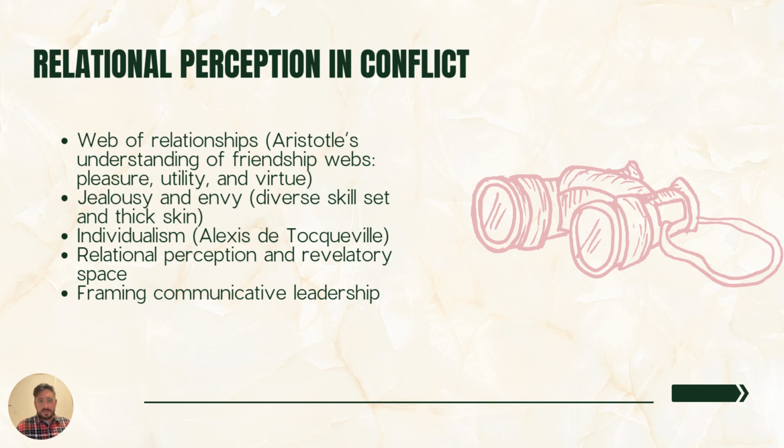Finally, this last chapter, chapter 6, looks at relational perception in conflict. The idea of a web of relationships is brought up, and it's this idea that we're interconnected, that the actions we take and the decisions we make, the communication we engage in, impacts people around us. Aristotle's understanding of friendship webs was brought up, this idea of friendships that are built around pleasure, utility, or virtue, right? Jealousy and envy is brought up here, and navigating a world and a culture that has jealousy and envy, especially in the workplace. That's something that we can encounter.